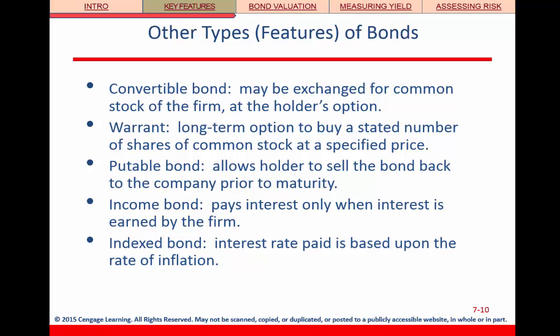A warrant is a long-term option to buy a specific number of shares of the common stock, and it's at a specified price. So this is like a call option that's built into a bond issuance. A warrant could be detached from the bond and sold in the secondary markets.